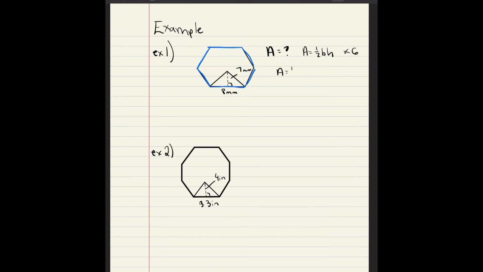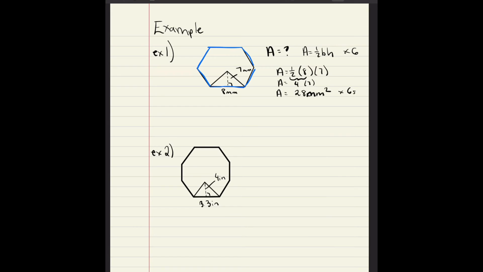So I have to plug in what I'm given. So I keep the half, base is 8, height is 7, and I'm going to multiply that by 6 at the end. I'm going to divide 8 by 2, because multiplying by half is the same as dividing by 2, which gives me 4 times 7. The area equals 28 centimeters. Oh, meters squared, my bad.